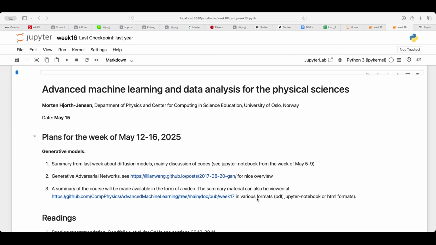I also wanted to say a little bit more about the diffusion models and the codes which we had from last week, which we did not get time to discuss properly. I have a series of summary slides, and if I get time, I will make a short video of that one, because that will be for next week.